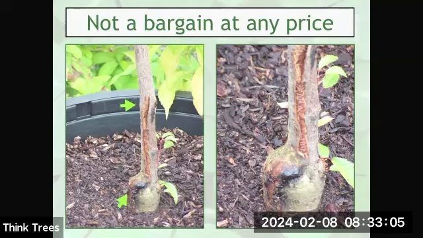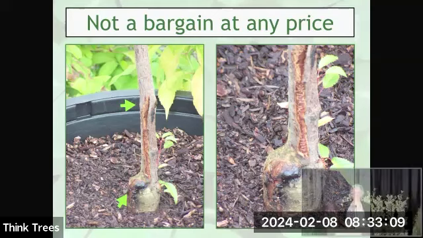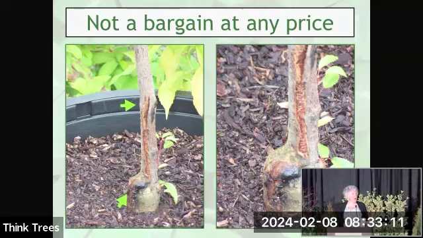Anybody could see this. But it really behooves you to spend a little bit of time on your hands and knees looking around the pot and the root flare and all that type of stuff, because you don't know what's going to be inside, but this can give you a good indication of things that you would want to avoid regardless of what's inside the pot.